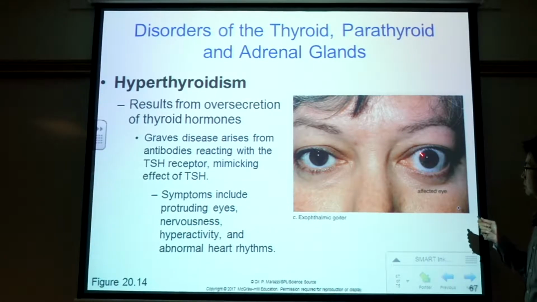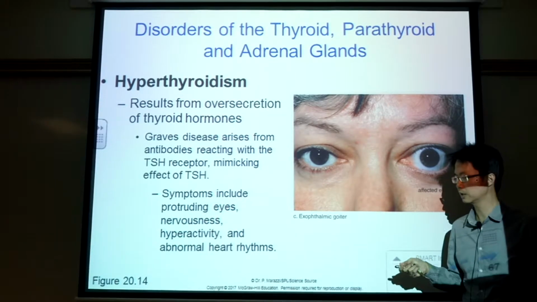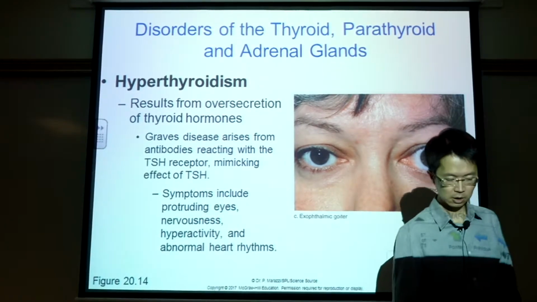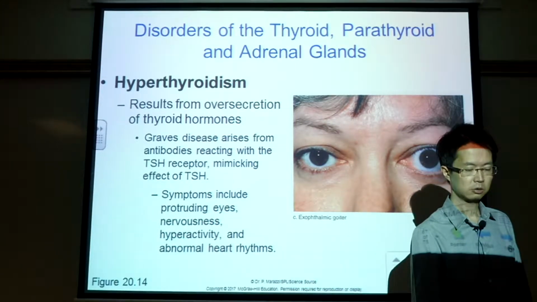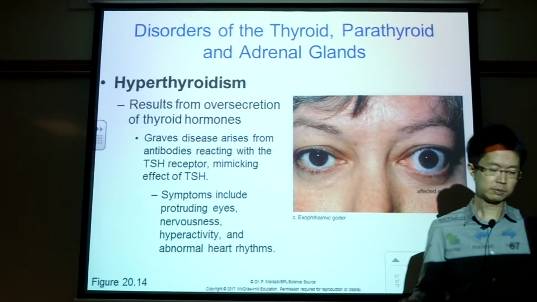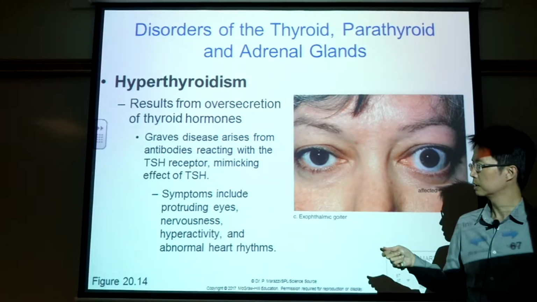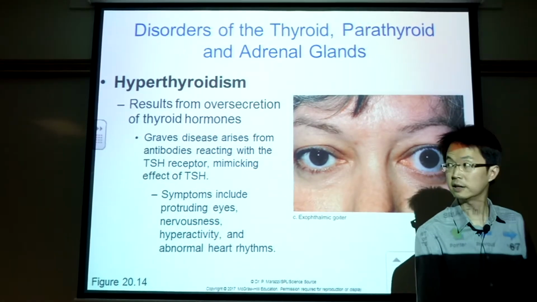The symptoms are protruding of the eyes, nervousness, hyperactivity, and abnormal heart rhythm. All this is because the person produces too much thyroid hormone, probably because some of the antibodies bind to the TSH receptor on the thyroid gland.